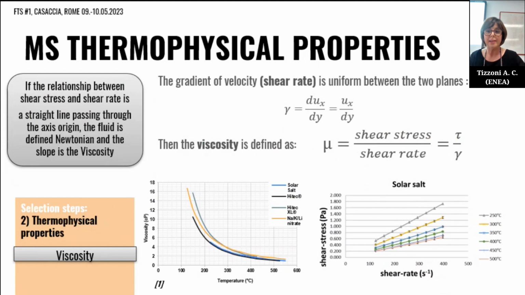The viscosity can be measured by a viscometer, and of course is a measure of the resistance of a fluid to deform under shear stress. As you already know, the viscosity is defined by this formula, and if the relationship between the shear stress and shear rate is a straight line passing through the axis origin, the fluid can be defined as Newtonian, and the slope is the viscosity.